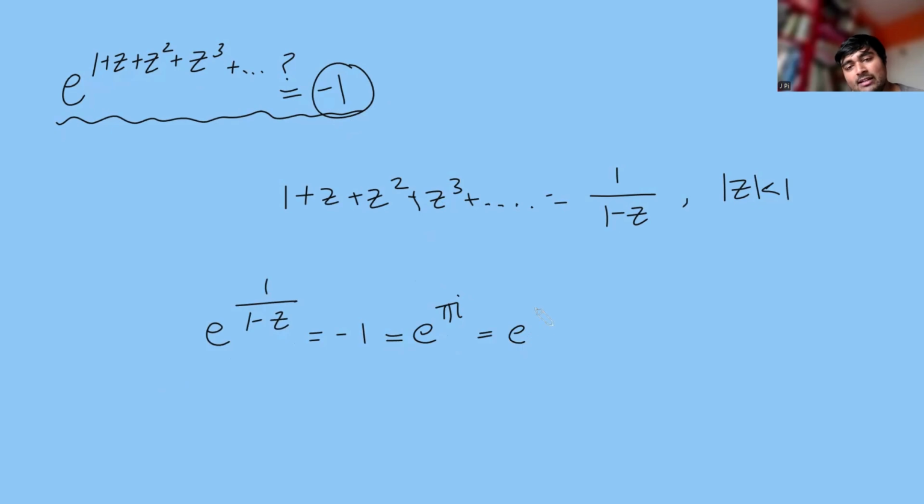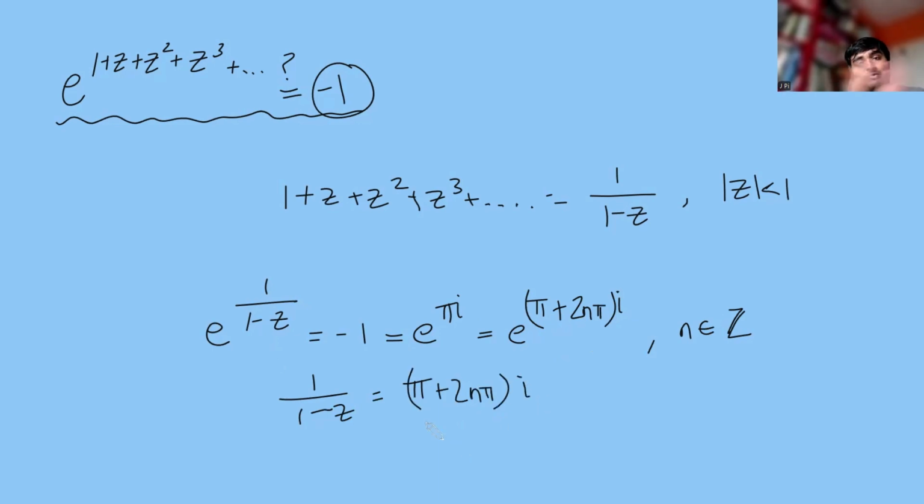And in fact, we can generalize this to Euler's slightly ugly sister formula, e to the pi plus 2n pi i. So -1 is still e to the pi plus 2n pi i. It just looks a little bit less nice because you've got this n in there, but that's fine. n is just an arbitrary integer. So we get e to the 1 over 1 minus z equals e to the pi plus 2n pi i. Getting rid of the e's on both sides, we get 1 over 1 minus z equals pi plus 2n pi i.